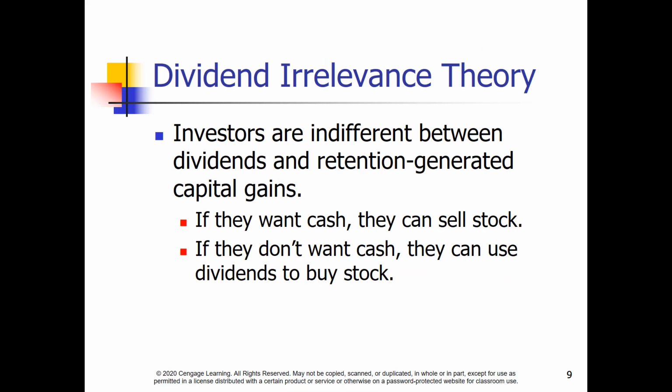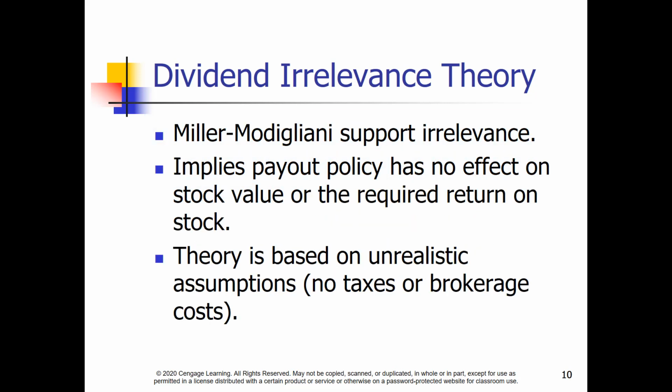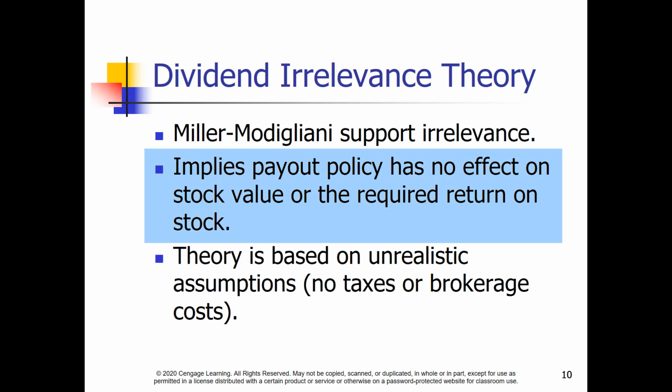Dividend irrelevance suggests that investors are indifferent between dividends and capital gains, since they can obtain cash either way. Merton Miller and Franco Modigliani supported the irrelevance theory in their 1961 publication. As with most fundamental finance theory, M&M 61 is based on very strong and somewhat unrealistic underlying assumptions. If investors are indifferent to dividends versus capital gains, then a firm's dividend policy should have no effect on its stock price or its required return.